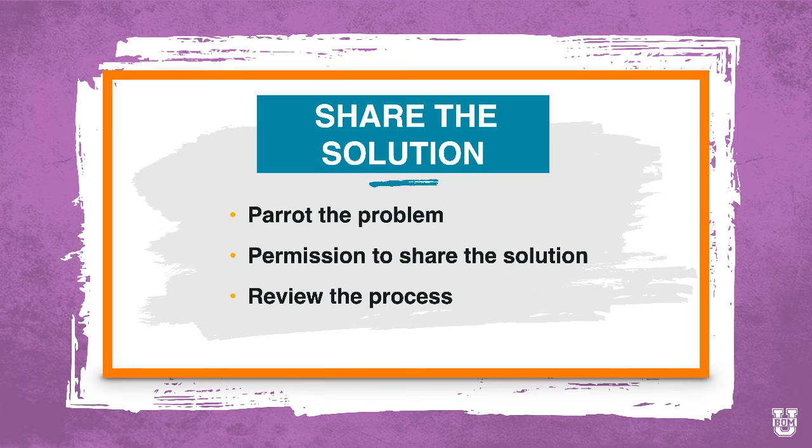So you might say, based on what you have shared so far, I think you would be a really good fit for my XYZ program. Can I talk to you a little bit about how that works? So you're basically saying, I think that I can help you. Can I talk to you a little bit about what that would look like? And then they'll probably say yes. And that's when you can start to review the process. So you want to give a high level overview of what the process looks like of working with you. So parrot the problem, permission to share the solution, and then review the process.